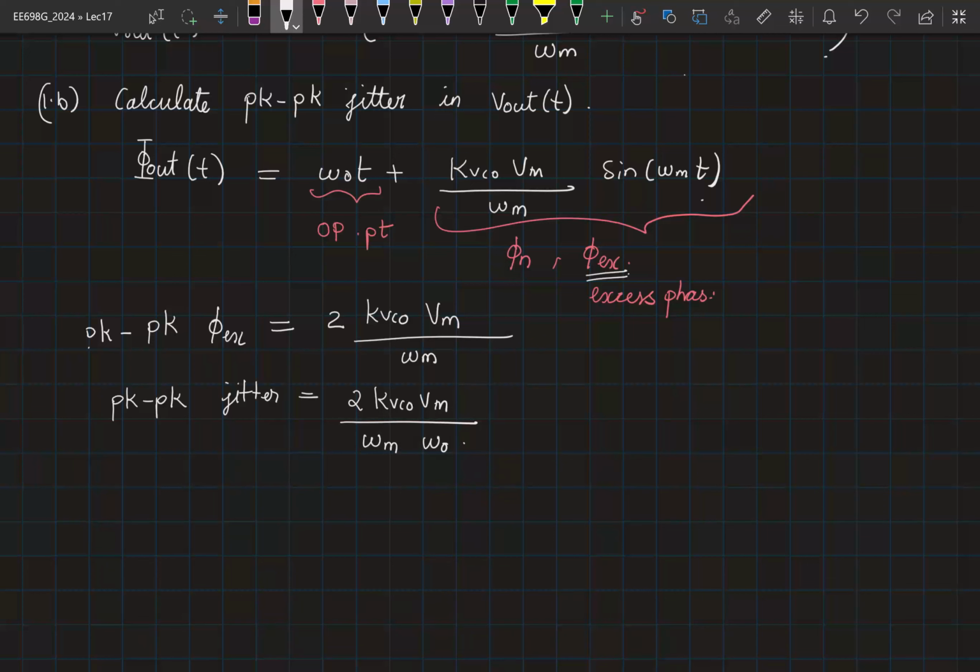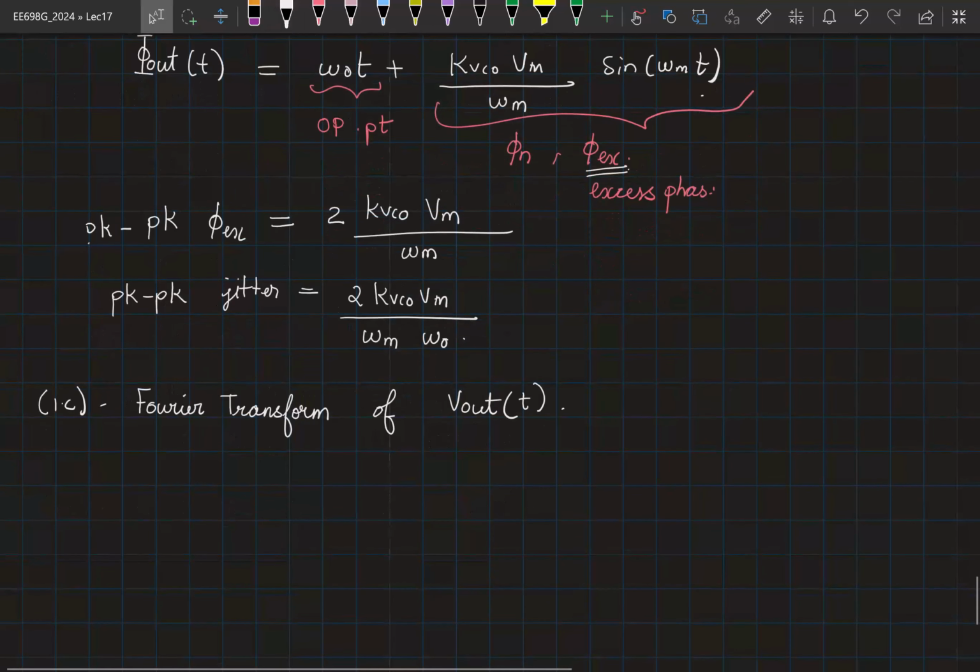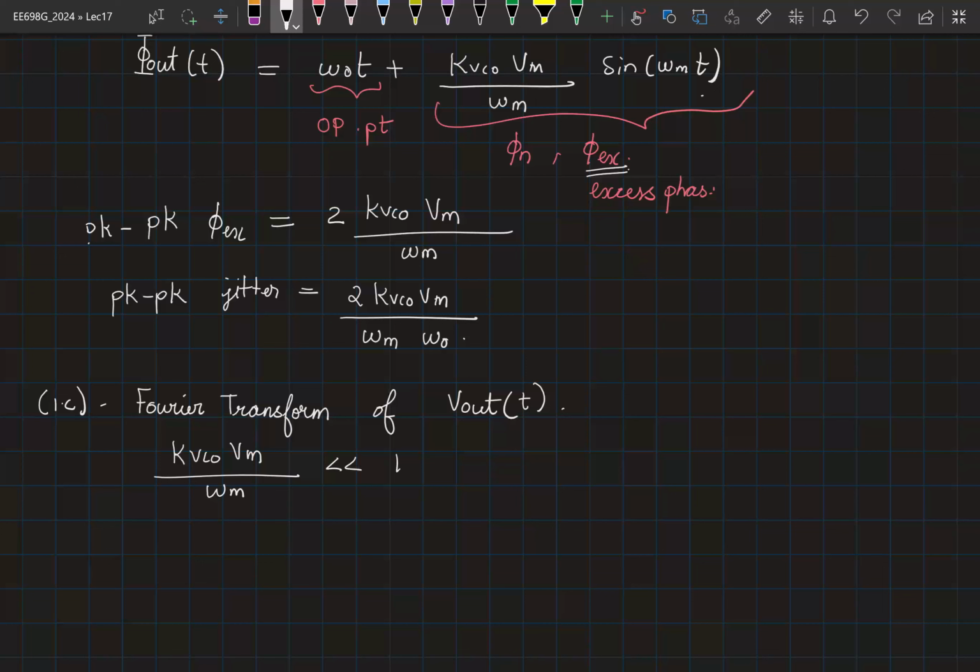Okay. Now the last part of this question. Can you calculate the Fourier transform of V out of t? Basically show me how it will look with respect to frequency. Plot it, right? You can make an assumption. You can assume that kVCO Vm divided by omega m is much smaller than 1 radian.